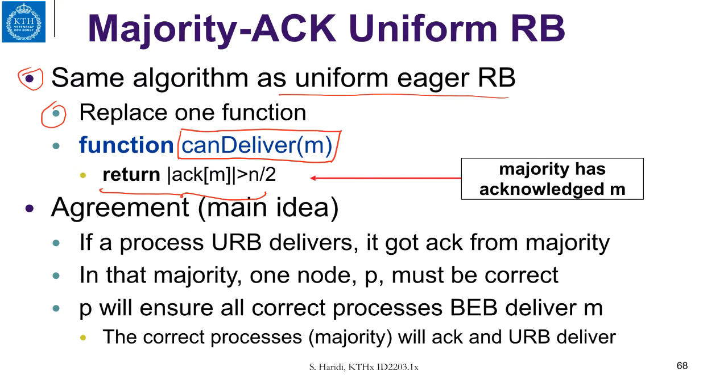So let us see now how we satisfy the properties of uniform reliable broadcast with this changed definition. Let's look at agreement. Agreement says if a process delivers, then all correct processes will uniformly deliver. So let's assume we have a process that uniformly delivers. What does it mean? It means it got an acknowledgement from a majority. But by the quorum property, in that majority, there is one process P that must be correct. And that process P must have done a best-effort broadcast. So P will ensure that all correct processes will best-effort deliver the message M because it did a best-effort broadcast, and by the best-effort broadcast property, if a correct process best-effort broadcasts, all correct processes will deliver that message. Therefore, the correct processes, which are the majority, will ACK the message and uniformly deliver the message.